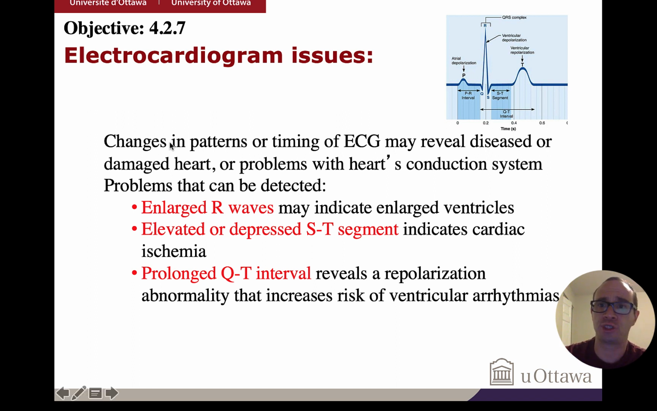For example, an enlarged R wave could indicate enlarged ventricles. You can have a depressed or elevated T segment, and that will indicate a cardiac ischemia. Ischemia is a word that basically means a lack of oxygen getting to the myocardium. Okay. You can also have a prolonged QT interval, so from here to here, and this reveals a repolarization abnormality, and this can increase the risk of ventricular arrhythmia. Okay, so this is basically a minor issue which can lead to something which is much more dramatic.